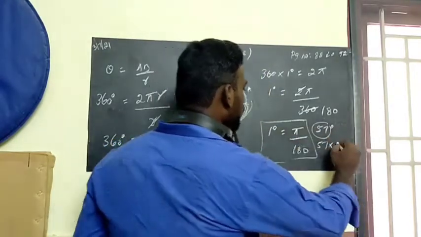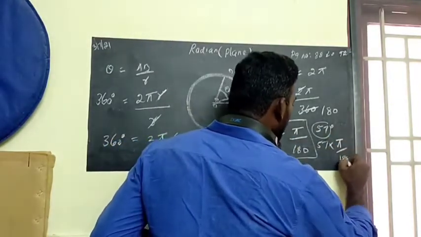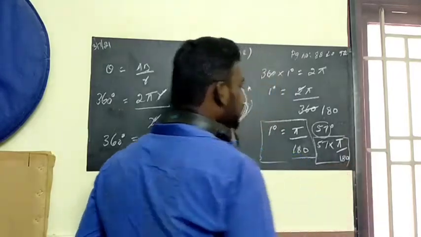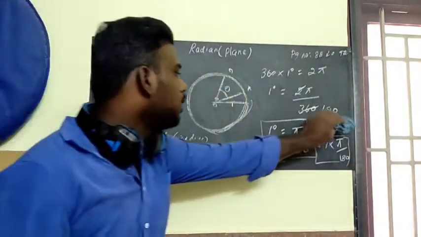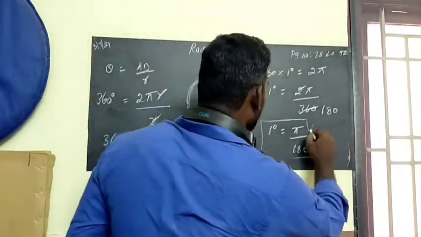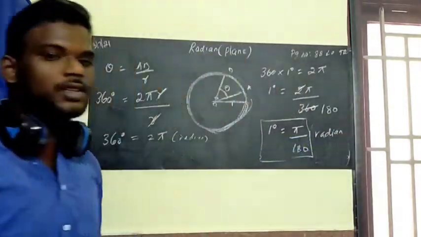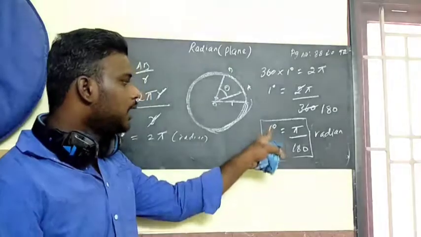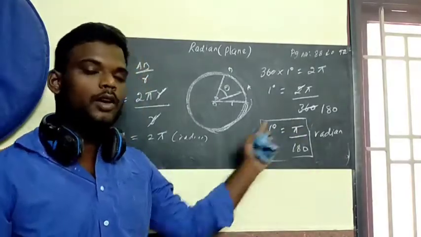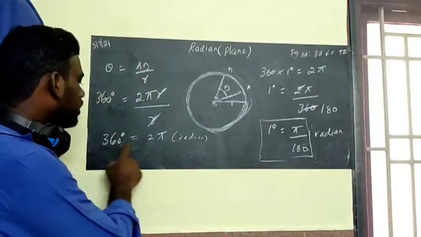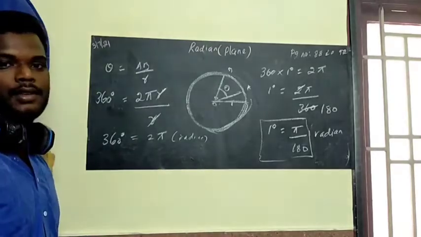If you want to convert into radian, in place of degree you substitute the value pi by 180. So 1 degree is equal to pi by 180 radian. This is the way we can convert degree into radian or radian into degree. So that is it: 360 degree equals 2 pi radian. Is that clear?